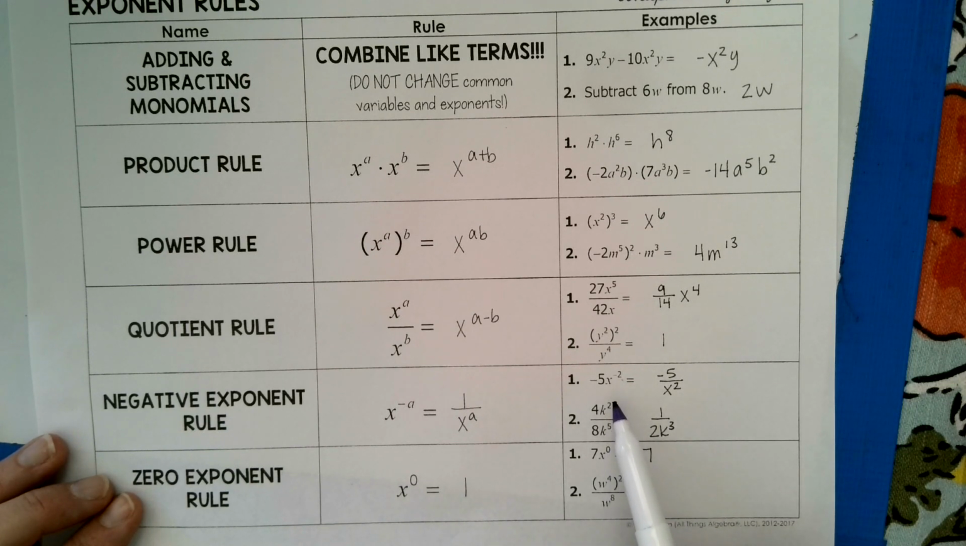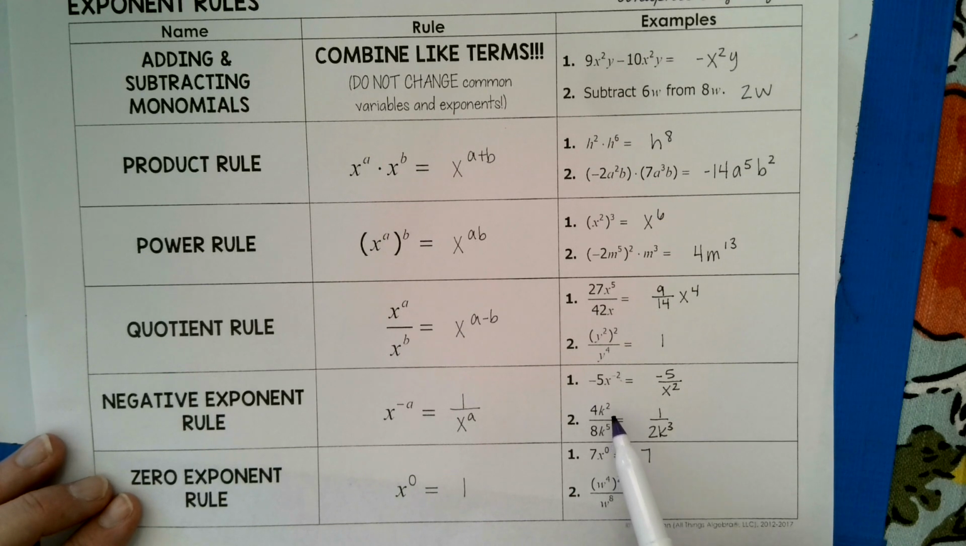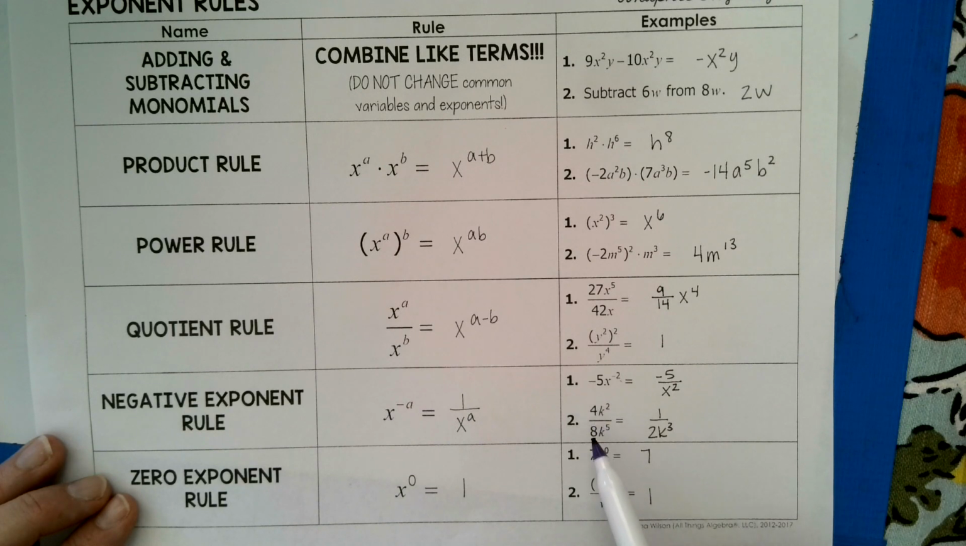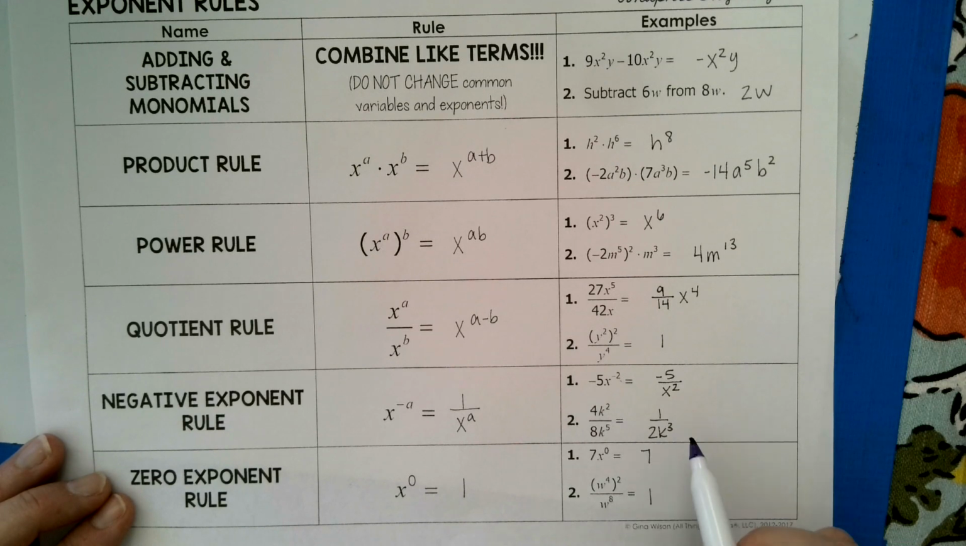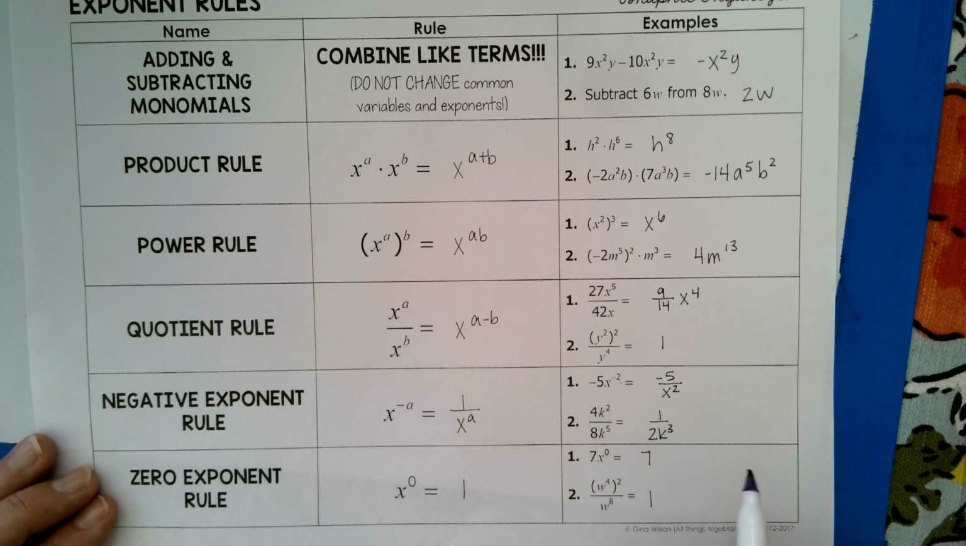So anytime you have a smaller exponent on top than on the bottom, you would say 2 minus 5 would be negative 3. So if you were to write it with negative exponents, you could write it as 4 divided by 8, so it'd be 1 half k to the negative third. But if you are asked to write it with only positive exponents, 1 over 2k to the third is the same as 1 half k to the negative third power, okay?